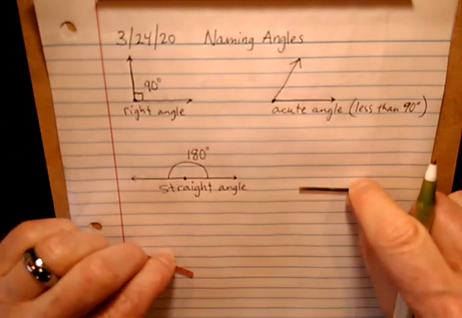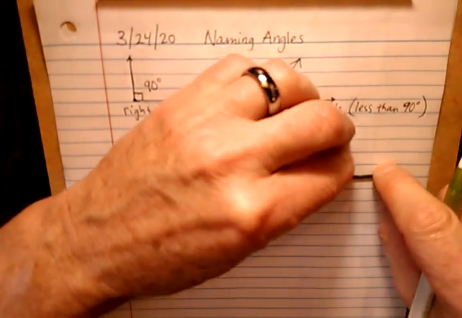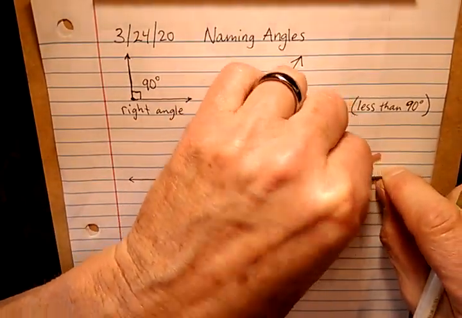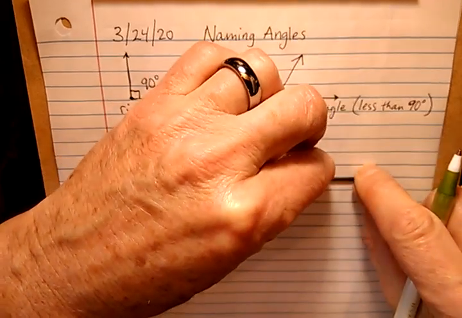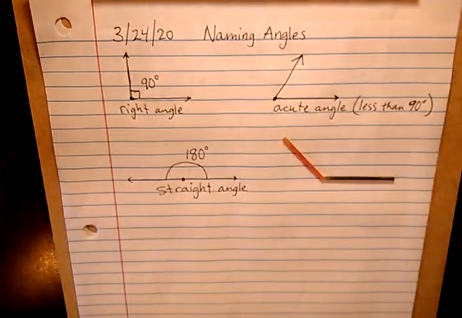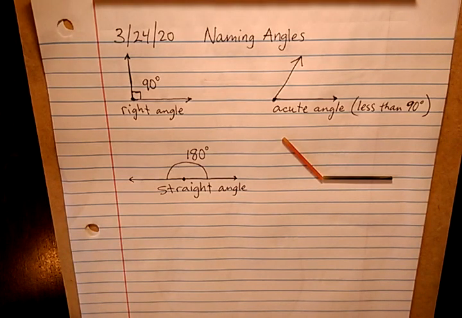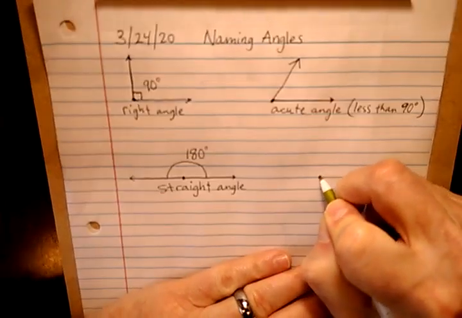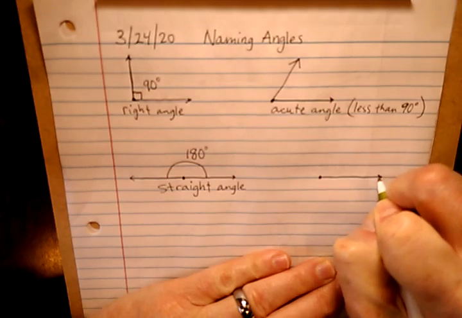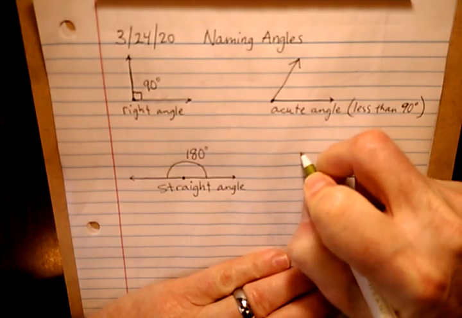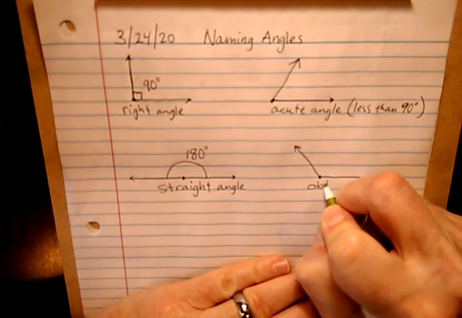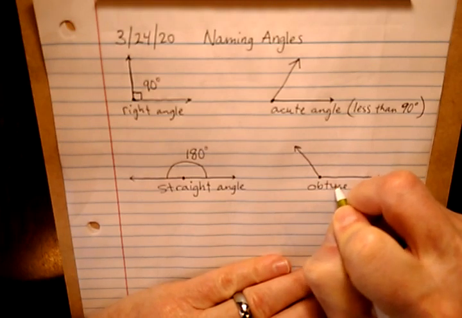The last one, I think you could probably guess it. If the rotation is more than 90 degrees but less than 180, so it's greater than 90 degrees but less than 180 degrees, that's called an obtuse angle. So let's draw that one. Obtuse angle.